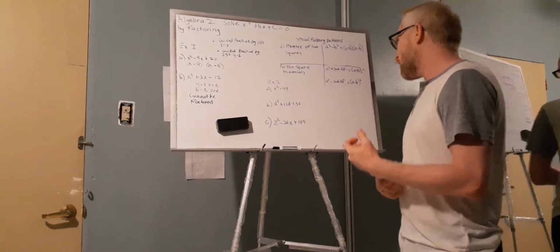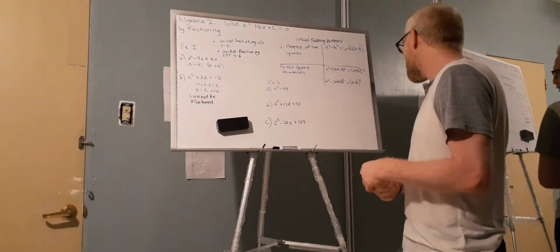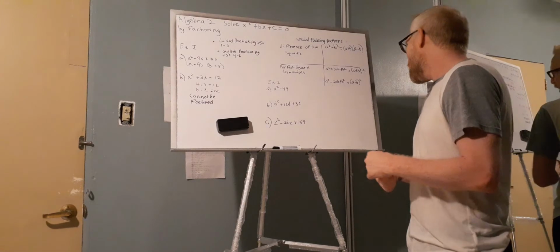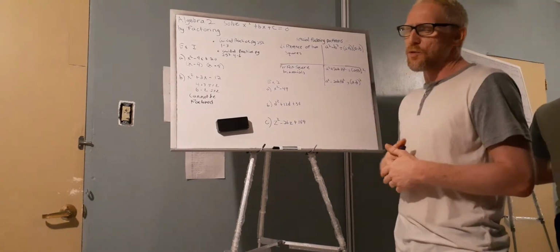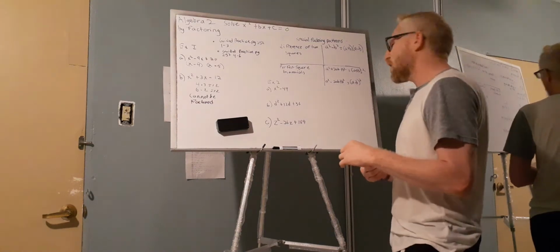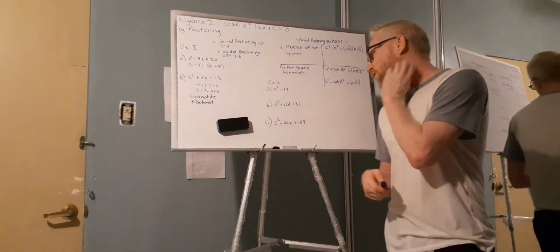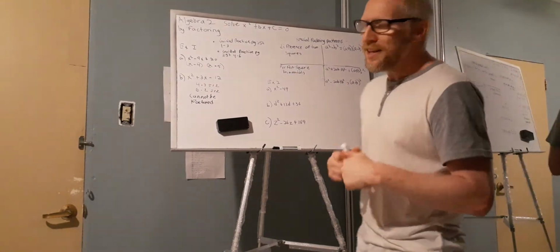Then we have a perfect square trinomial, which is a squared plus 2ab plus b squared equals a plus b squared. And another one, which is a squared minus 2ab plus b squared equals a minus b squared. Now I know it sounds very complicated, but it's really easy. Let's look at the first example, example 2a.